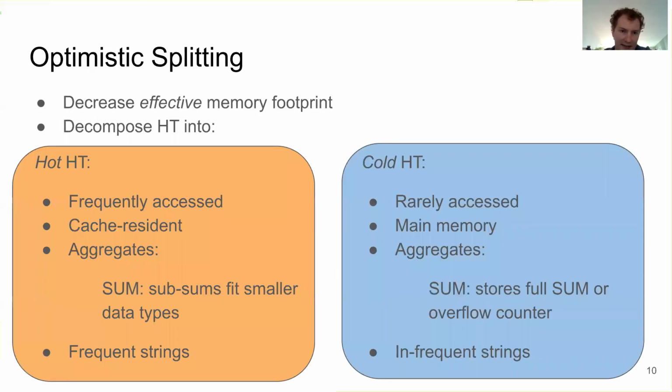There are certain downsides to the compression. For example, you will have a hard time handling strings. Or alternatively, you can go even further than that. You can decrease the net effective memory footprint by decomposing the hash table into hot and cold areas. It's a very generic idea, and we explore part of that.